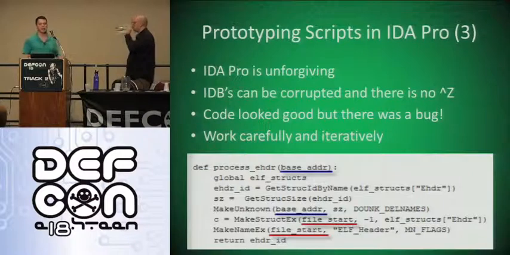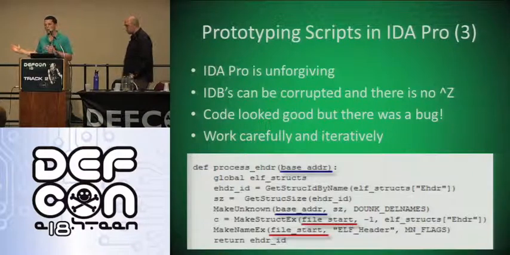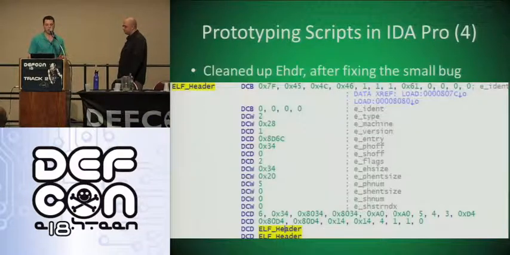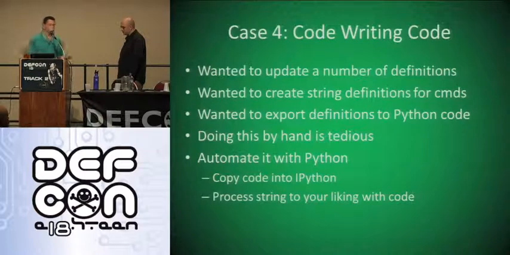It could have been in the middle of the IDB. If that was the case, then I would have just stomped out any code or comments that I had put in there. As I said, there's no Control Z, so there's no going back. So the whole idea is to implement your code in small segments and then do it iteratively as you work through the process. After I fixed a small little bug, I was able to get an ELF header. Surprise, yay.